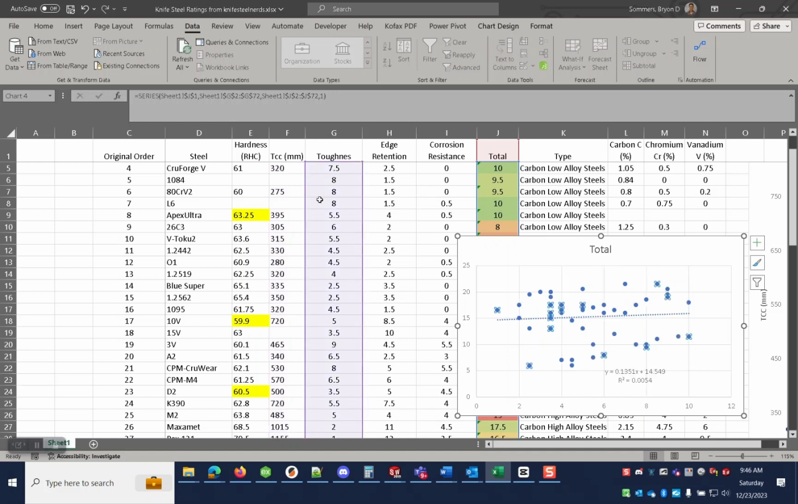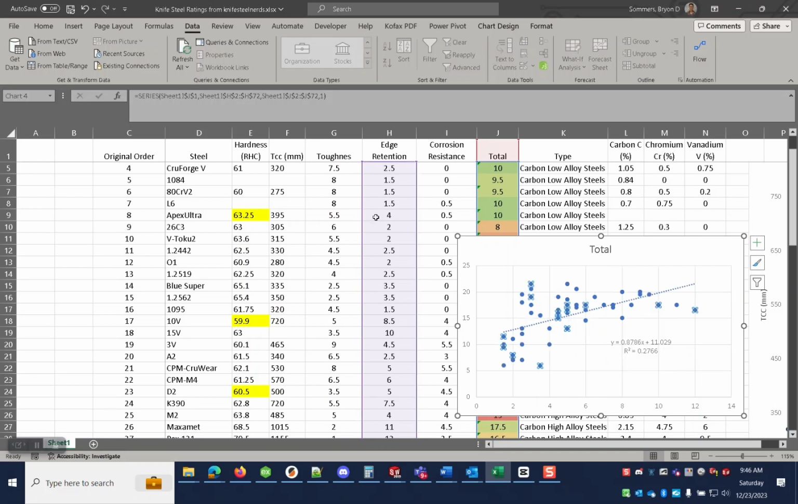If I go total against toughness, I see no relationship. A flat line, and basically a 0 R-squared. So toughness does not necessarily have a relationship with total ranking. Now, it's very possible there are multiple factors here, so I'm just comparing two factors, but for more in-depth analysis, we would be comparing 3 or more factors. This is just a very crude way to look at it.